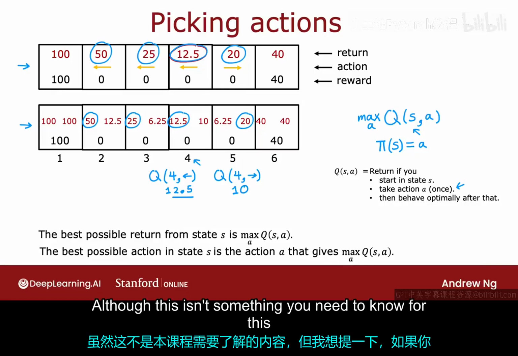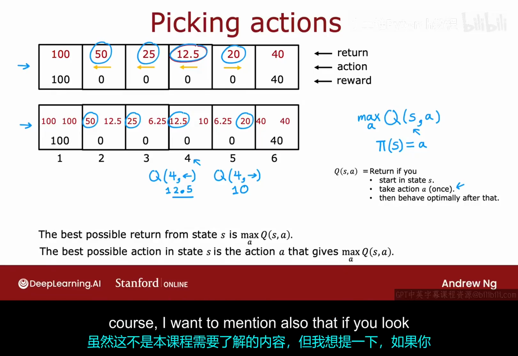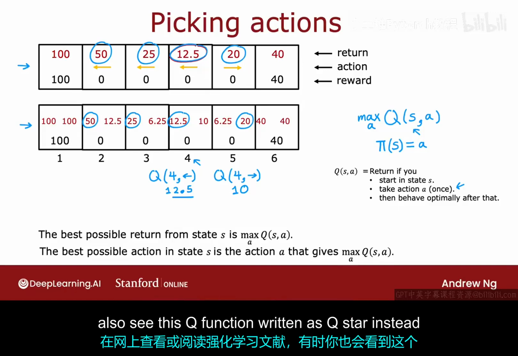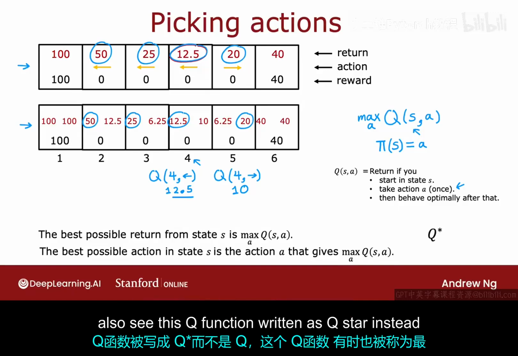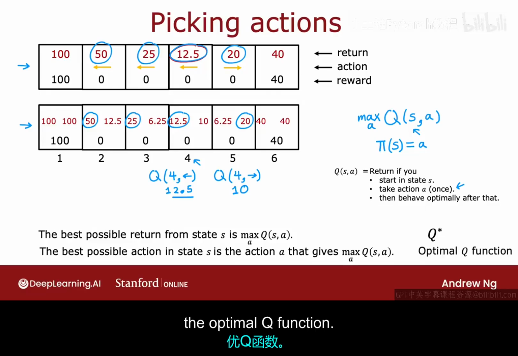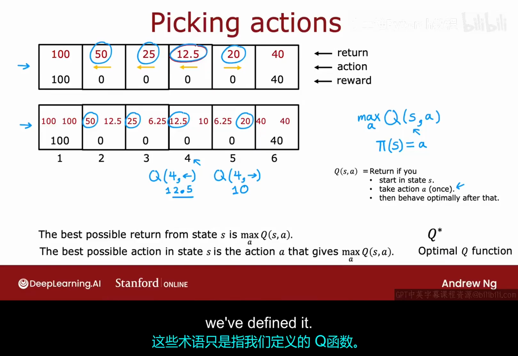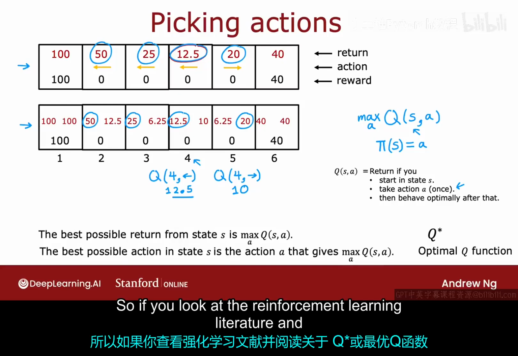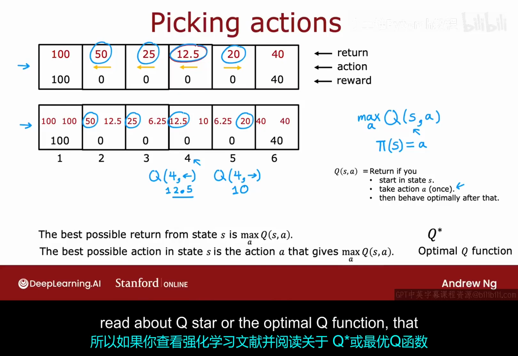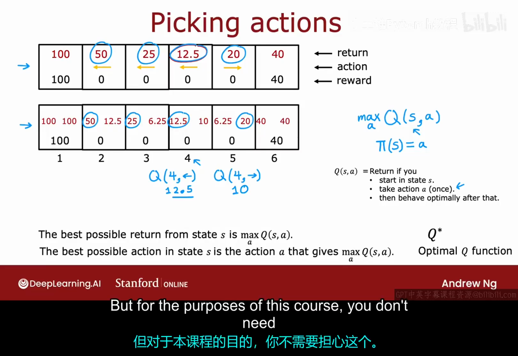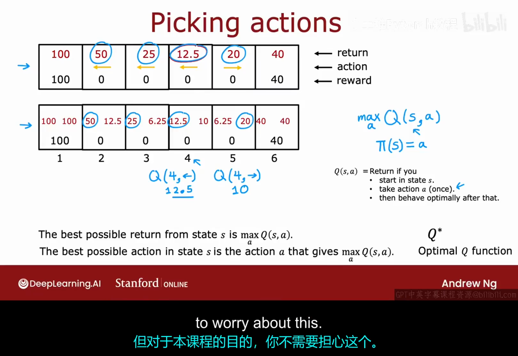Although this isn't something you need to know for this course, I want to mention also that if you look online or look at the reinforcement learning literature, sometimes you also see this Q function written as Q star instead of Q. And this Q function is sometimes also called the optimal Q function. These terms just refer to the Q function exactly as we've defined it. So if you read about Q star or the optimal Q function, that just means the state action value function that we've been talking about. But for the purposes of this course, you don't need to worry about this.